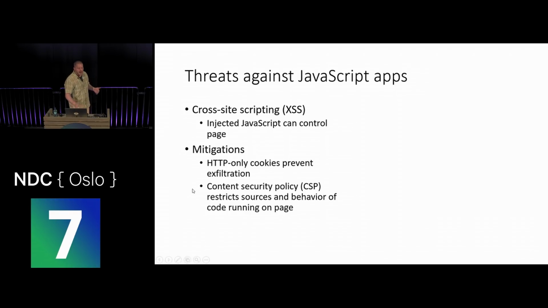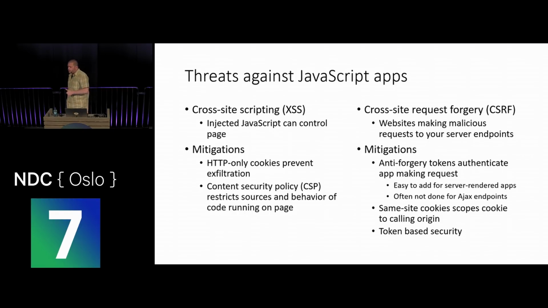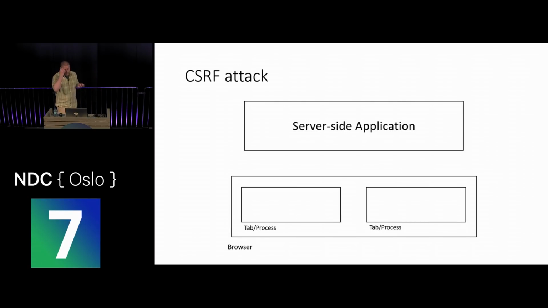So the other main attack, which is really what the rest of this talk is about, is something called cross-site request forgery, and we have a few different mitigations against that, depending on your application architecture. So real quick, what is a cross-site request forgery attack? The idea is that you have logged into an application, and this is a scenario where we're using cookies to authenticate our AJAX calls.